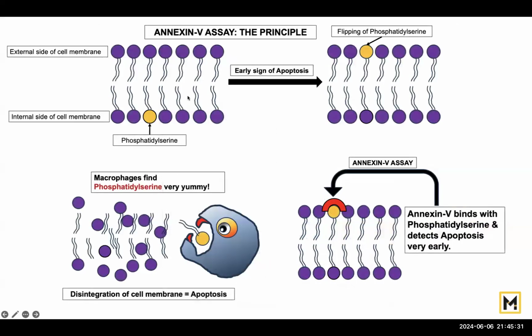So this is an image which explains the principle of the annexin V assay. So we know that the outer cell membrane of a cell is made up of a phospholipid bilayer. And the outer surface, the external side of the cell membrane, is composed of phosphatidylcholine and sphingomyelin, whereas the internal side of the cell membrane also contains what is called phosphatidylserine, which is not present normally on the external side of the cell membrane.